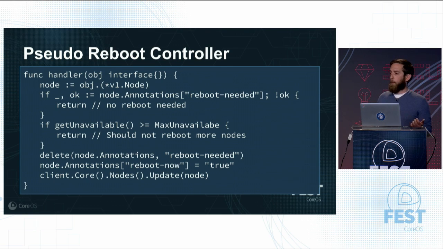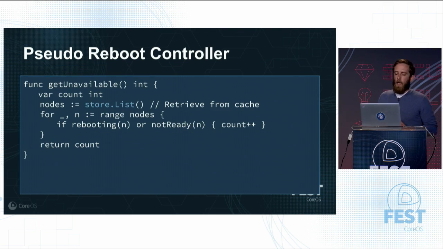And so we get the number of unavailable nodes, and we'll dive into that in a moment. And if it's less than the max that we allow, we can continue. If it's not, then we need to stop here. We shouldn't reboot any more nodes. And we know we'll recheck this node on that resync period that we set. But if everything is safe, we should continue with the reboot. So all we do is we remove the reboot needed annotation. We add the reboot now annotation so that the agent picks this up, and then we persist that state into the API.